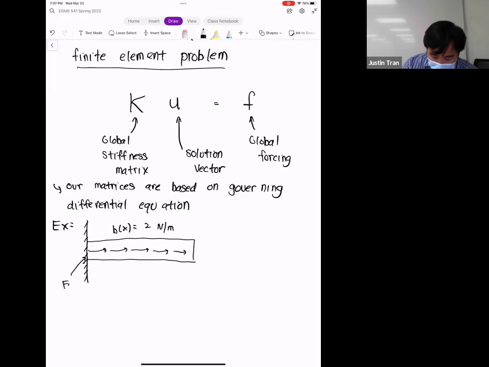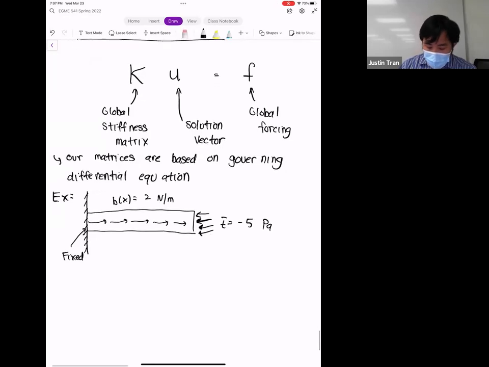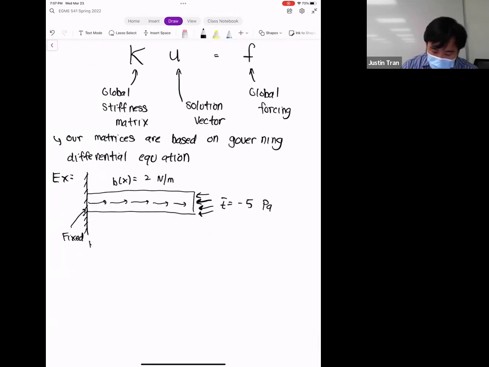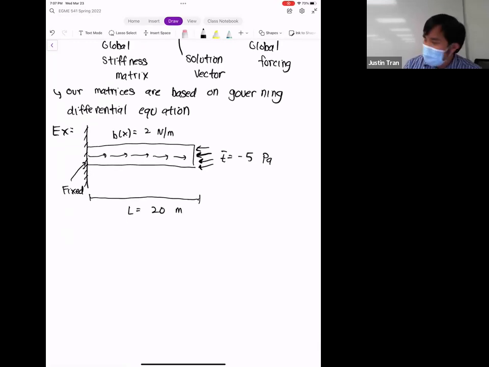On this end of the bar, we have a fixed support. So our bar is fixed. We're also going to have a Neumann pressure on the right side, with a value of -5 pascals. Oh, the length of the domain, that's important. The length of the domain is 20 meters, so we have a very long rod. And we're going to discretize this domain into just 2 elements, so we're going to do a 2-element solution.